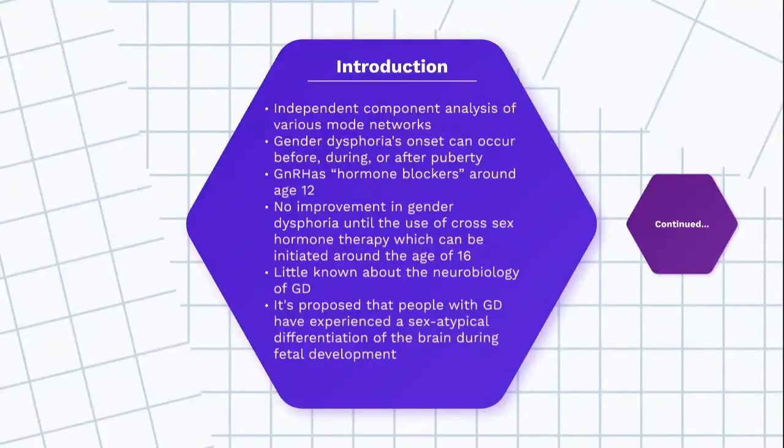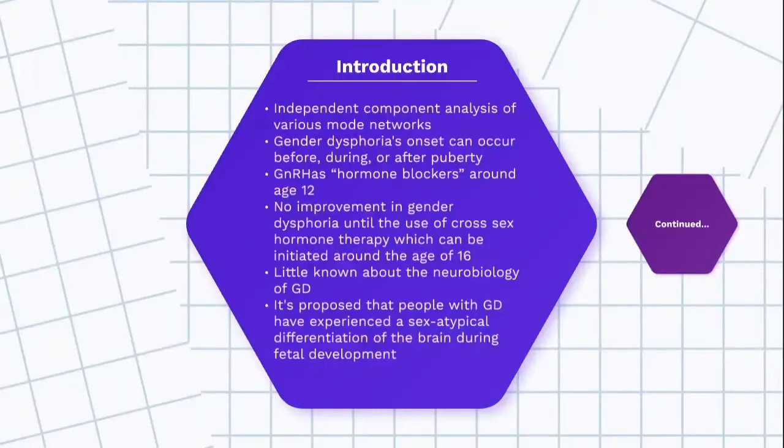Symptoms of depression do tend to ease after this treatment, but there is typically no improvement in gender dysphoria until the use of cross-sex hormone therapy, which can be initiated around the age of 16. Although the number of neuroimaging studies in people diagnosed with GD is increasing, there is still little known about the neurobiology of GD. The most common hypothesis is that people with GD have experienced sex atypical differentiation of the brain during fetal development.